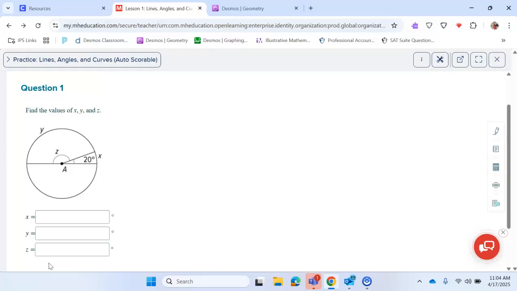So the arc x is going to be the same as the central angle. So it is 20. The central angle z is going to be the same as the arc y, and those would be 160. 180 minus 20.